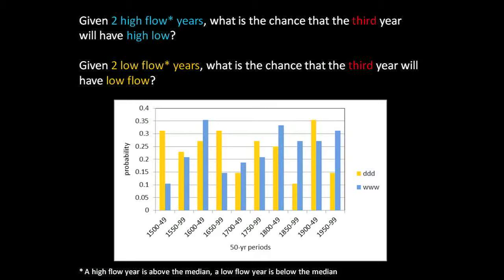If we look at the last half century of the 20th century, you can see there's a high probability that 2 wet years will be followed by a third wet year. Less of a probability that 2 dry years will be followed by a third dry year. In the first half of the 20th century, you can see there was a lot of persistence, a lot of these 3-year sets. This is the 1930s drought, and this is the wetter period that occurred before that.